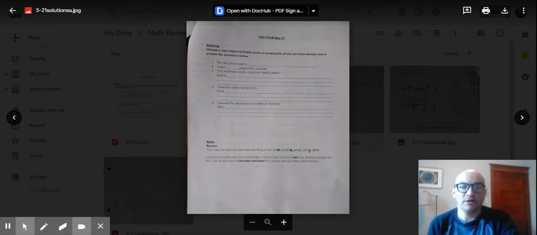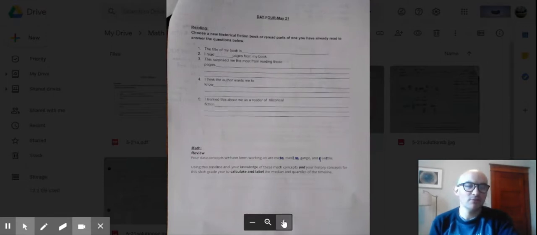So we'll be working on this page here in our packet. It says day 4, May 21 up top. Math is down here toward the bottom. So today will be kind of a review of the concepts we've been working on for statistics. We've been working on finding the mean, the median, the range, and the concept of quartiles.